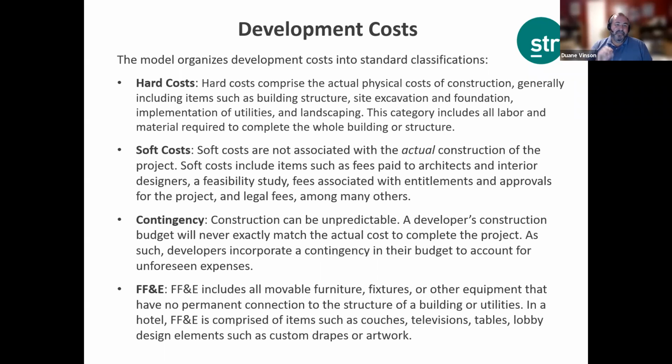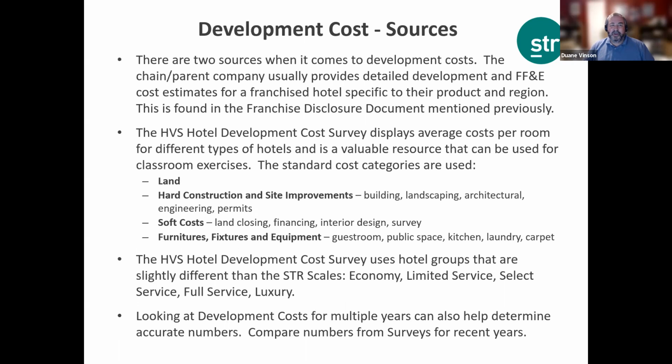It's everything else there. Contingency is essentially saying, what if we run over budget? Let's put money aside in case we run over budget, so we do have a reserve for that. And then, of course, FF&E: furniture, fixtures, and other equipment. And we can see there all the different things that are going to go into that. So these are some of the standard cost classifications that we're going to be using.